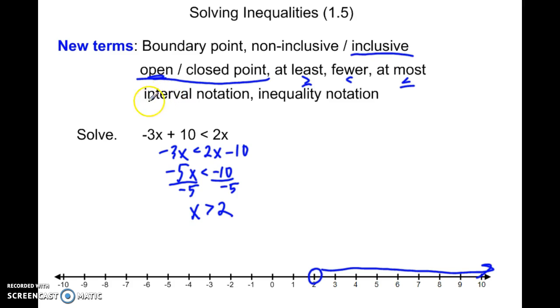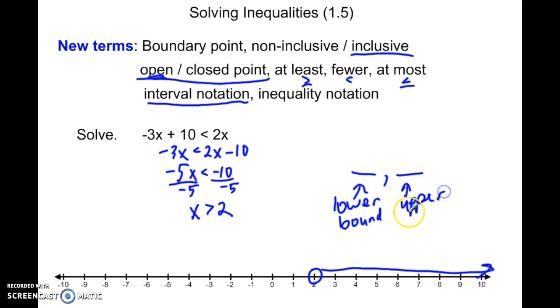And then there's something called interval notation. So interval notation is this. You put a number, comma, another number. And what goes here is called the lower bound. And what goes here is called the upper bound. So the lower bound would be 2 here, and at the highest it goes to infinity, so comma infinity.